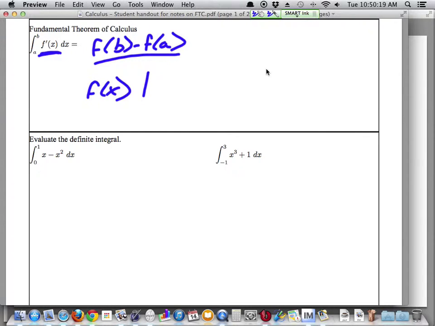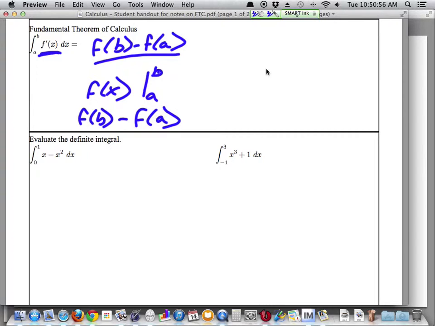Over here on the right, we're going to draw a line and put our limits from a to b. And then all that's left is to plug in the top limit, which is b, and then subtract, plug in the bottom limit, which is a. So it's a two-step process. Step one is integrate, and step two is plug in my limits and subtract. That's the fundamental theorem of calculus.